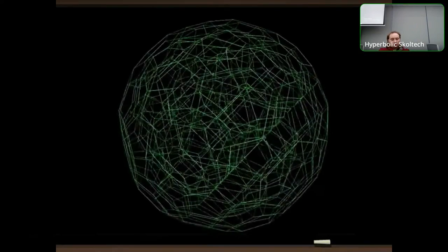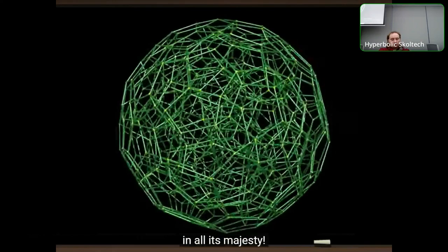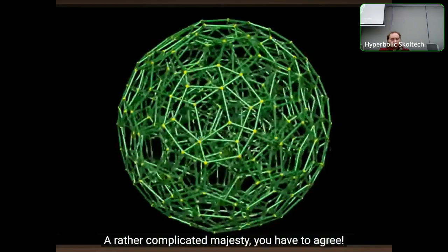Here's the shadow of the 120 cell in all its majesty. A rather complicated majesty, you have to agree.